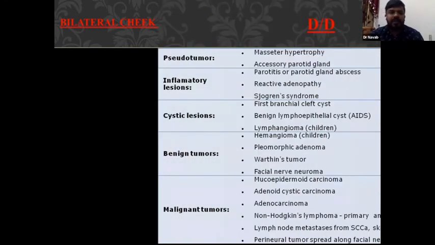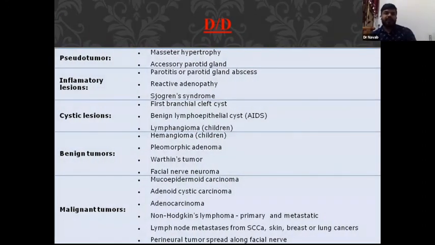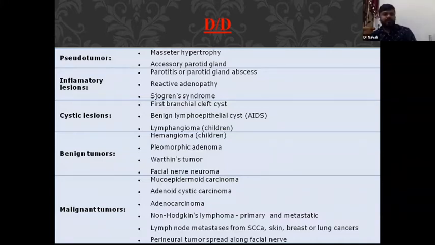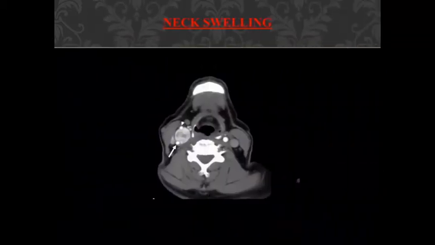Before we go to the next case, I just want to tell the differentials of parotid. We have seen masseter hypertrophy, right? Then Sjogren's syndrome, then benign lymphoepithelial cysts, benign tumors, everything we covered. Okay, so we will move to the next case.